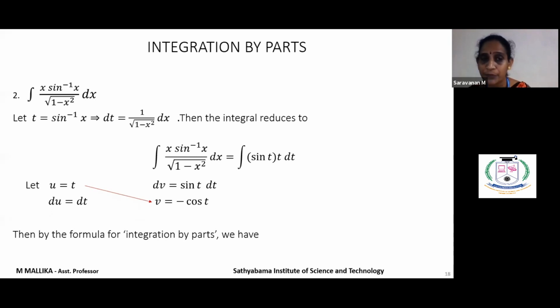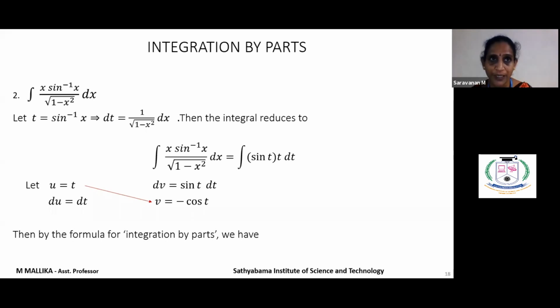This is one of the methods I'm going to discuss. So I'm going to make a substitution. t is equal to sine inverse x, which implies dt is equal to 1 by square root of 1 minus x square dx. So the original integral now reduces to integral of sine t dt. So by substitution also, you find that the integral is not reducing to a standard form, but it is reducing to some other form. Now what is it? t into sine t.